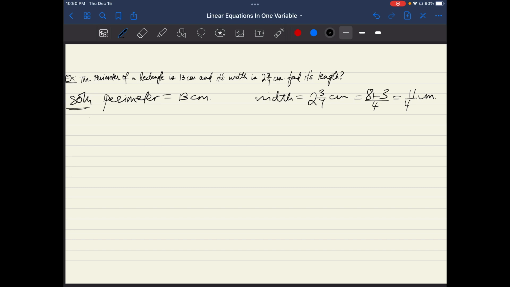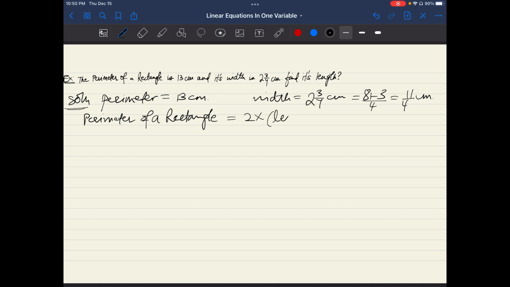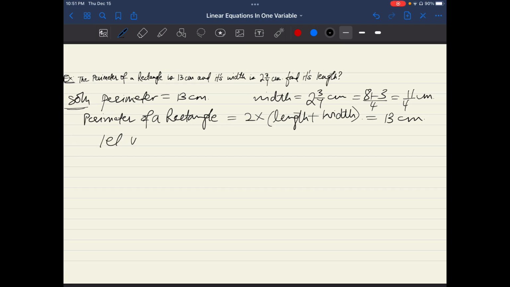So now we know that the perimeter of a rectangle is 2 times length plus width, right? Which we're given 13 centimeters. So now, let us assume length to be x centimeters. Therefore, according to the question, our equation will look something like this.